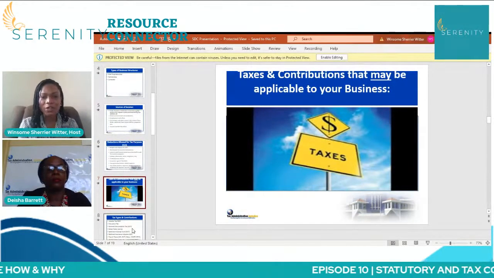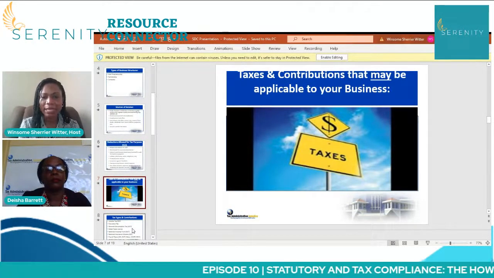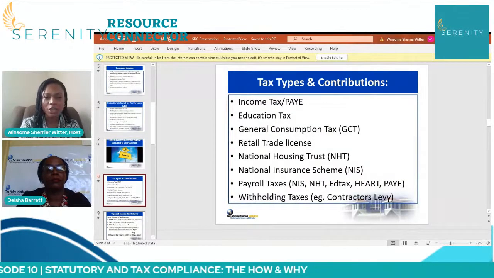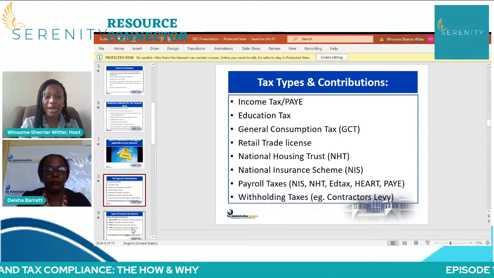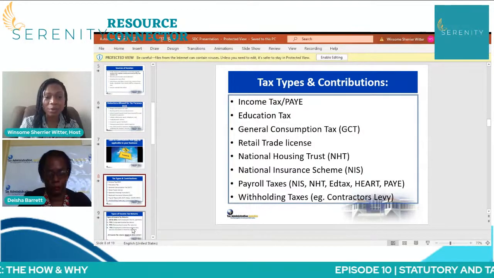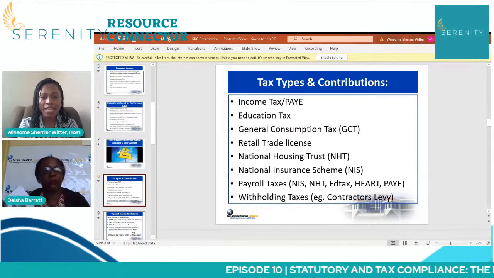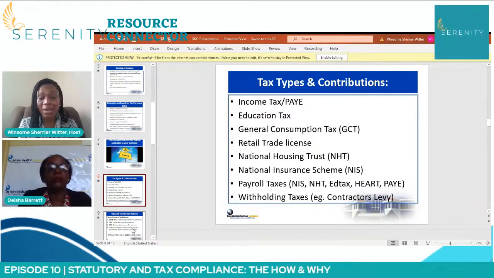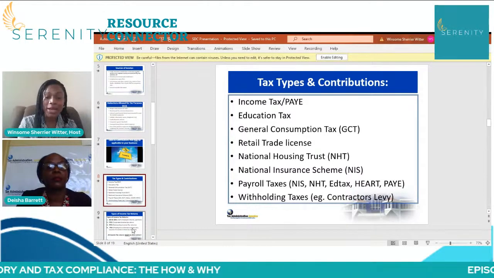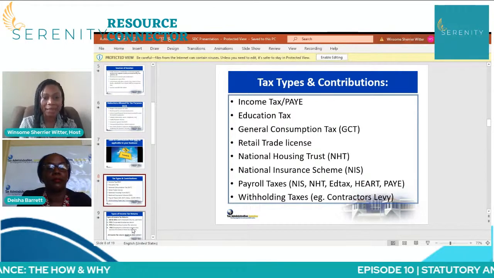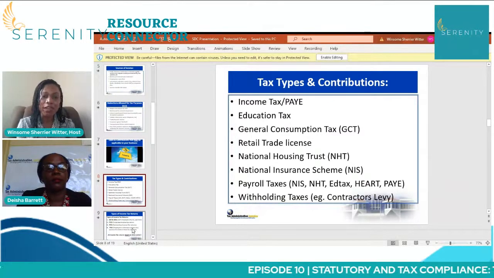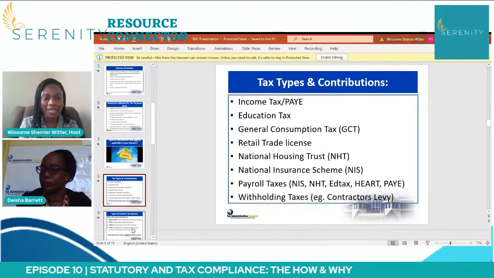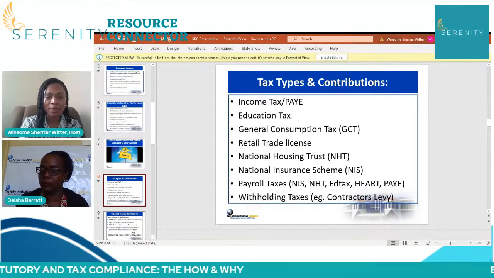All right, so we're going to look now at taxes and contributions that may be applicable to your business. So here are the types and contributions. So you have your income tax or your PAYE. So your income tax for self-employed, for businesses, PAYE if you are employed. And then for some, it's both income tax and PAYE because there are some persons who are employed and self-employed at the same time, right? Or you might be earning more than one income. I asked a question in the previous episode. If you missed it, go back so you can get an example of what we're talking about there.